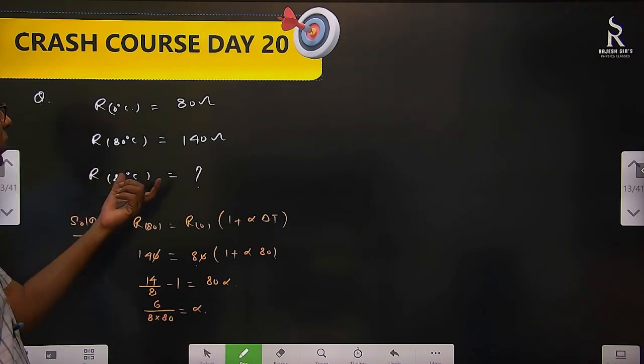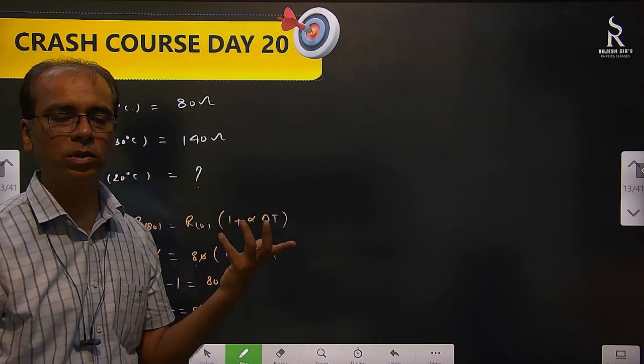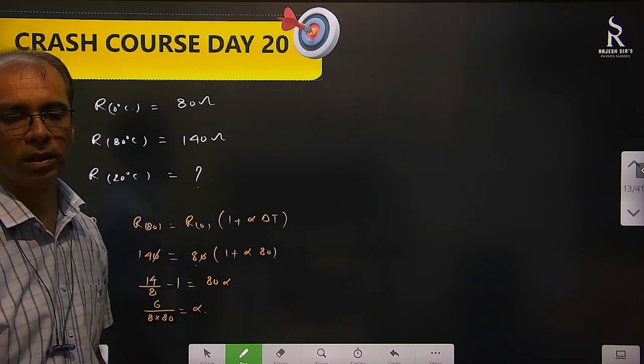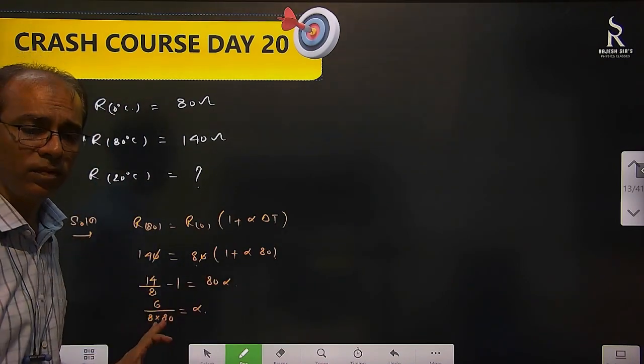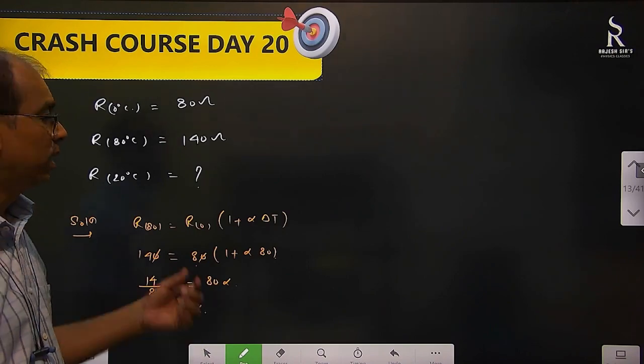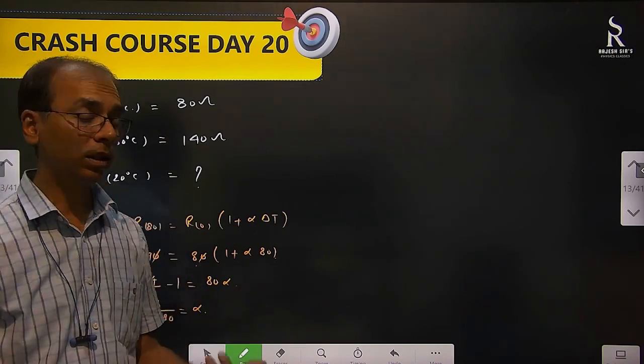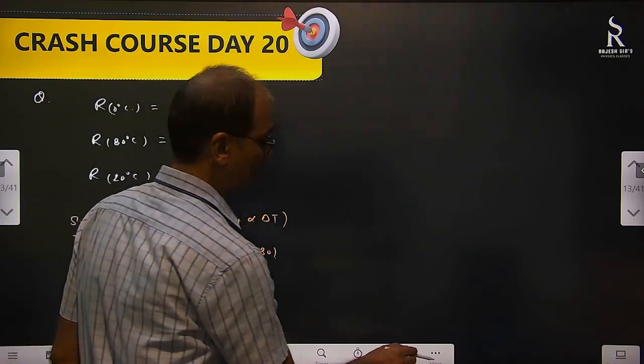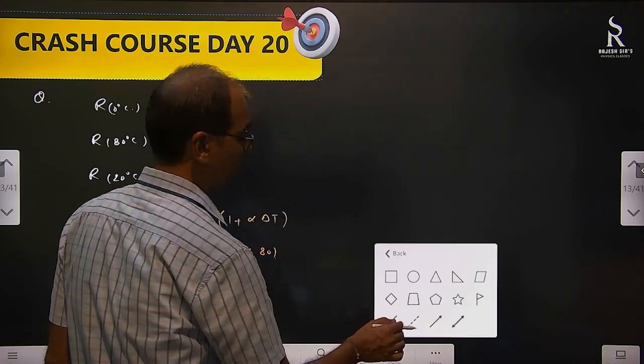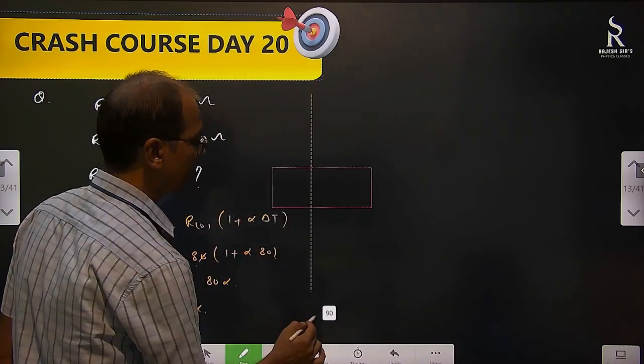Then again we can write for this one R20 equal to R at 0 into 1 plus alpha delta t. We can do that if they are asking the alpha value. If they are asking only this value, then we have another formula, how we did in the case of thermal properties. The temperature scale was there. I told you there. Exactly the same thing we can do here.